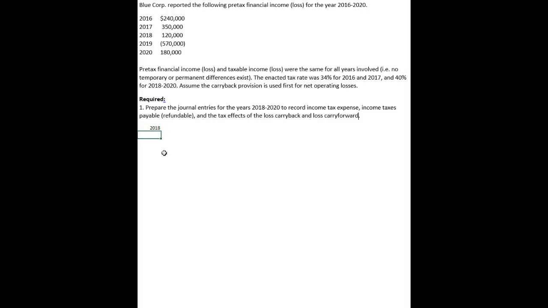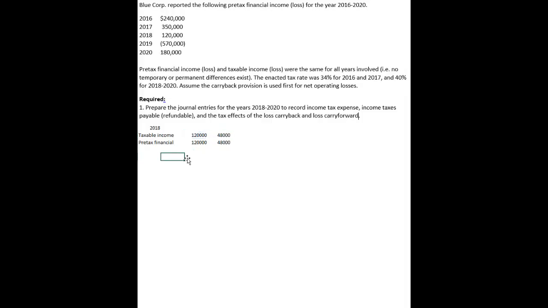For 2018, we could say something like taxable income, which we know is an IRS term, is $120,000, and my pre-tax financial income is also the $120,000. And we would need to figure out what my tax rate is for that year, and right here we're told that the enacted tax rate for 2018 is 40%. So the amount of income tax expense, which is calculated off of pre-tax financial income, is 40% of the pre-tax financial income, and the taxes payable is 40% of the 120.